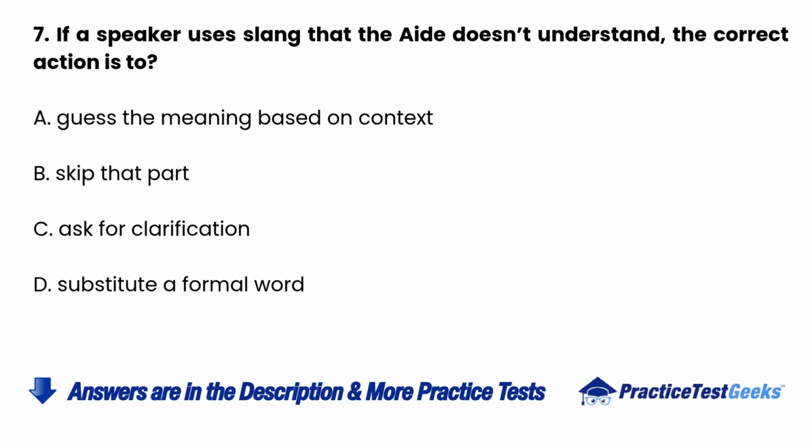7. If a speaker uses slang that the aide doesn't understand, the correct action is to A. Guess the meaning based on context. B. Skip that part. C. Ask for clarification. D. Substitute a formal word.